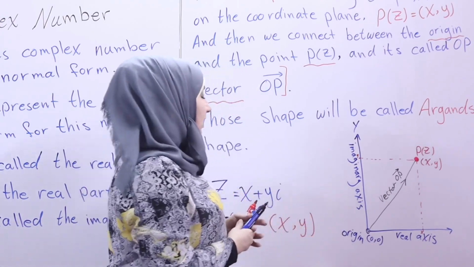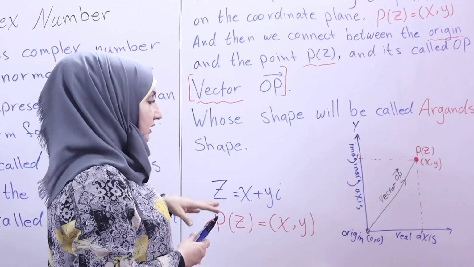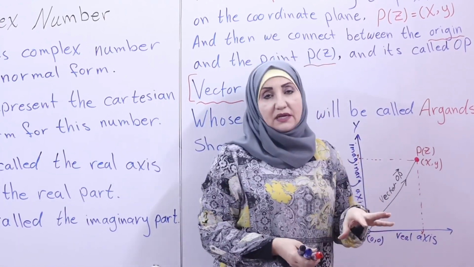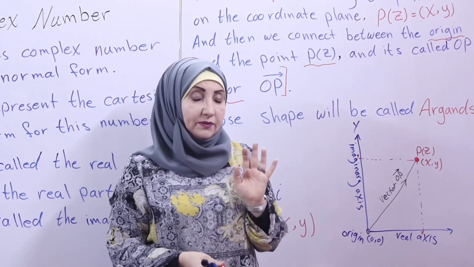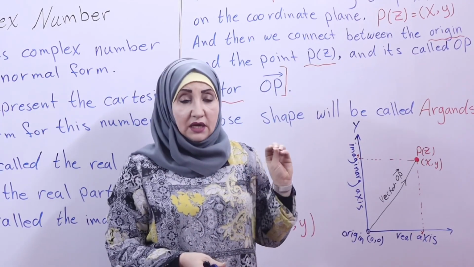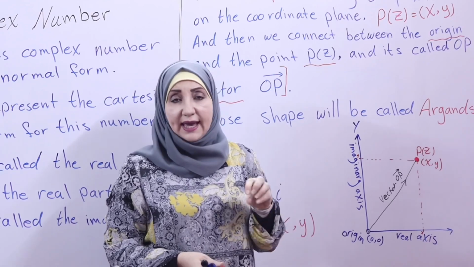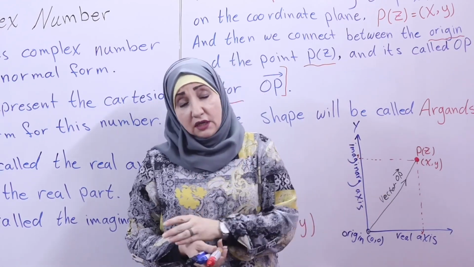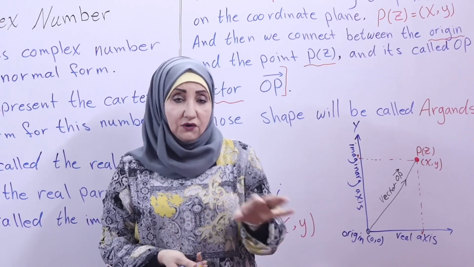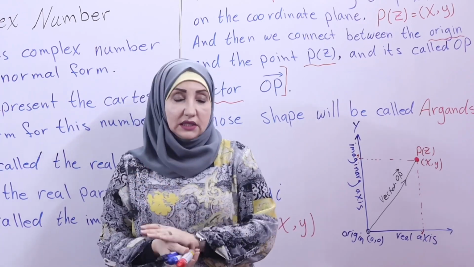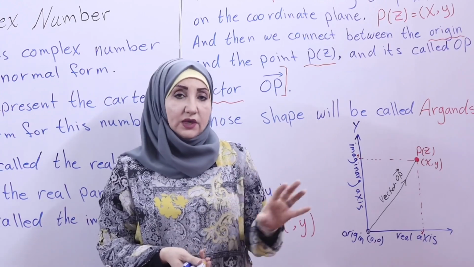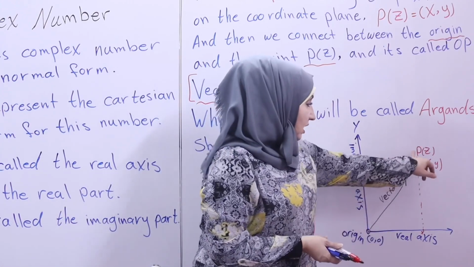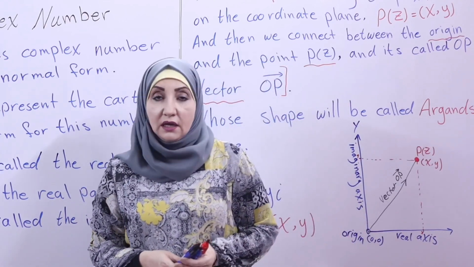And we can draw the Argand shape for any complex number in the normal form. إذا أقدر أرسم شكل أرجاند لأي عدد مركب بالصيغة الاعتيادية after we write it in the Cartesian form. بعد ما أكتبه بالصيغة الديكارتية by ordered pair, so we can represent it in the coordinate plane and connect between the origin and the point, so we get the Argand shape.